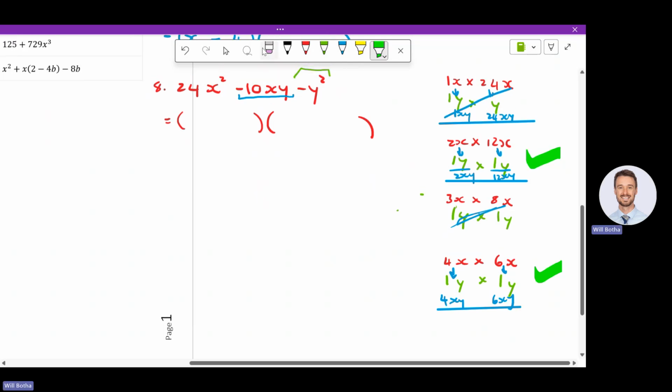Now, let's try not to just guess. Let's try and analyze this. My last term is a negative. What does that mean for my brackets, the signs? The signs will have to be different signs.